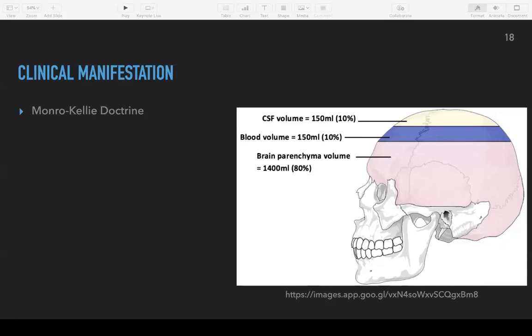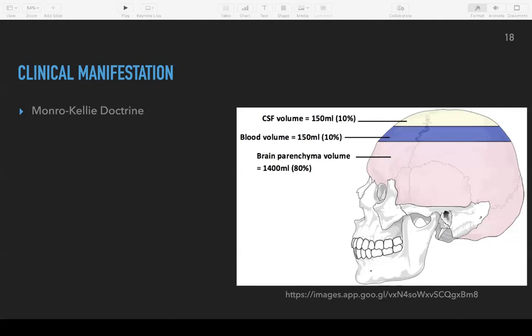After that, it will affect the arterial volume, so the patient will have ischemia and he will have stroke, and at the end it will cause herniation, and then the patient will die at the end if we did not manage the increased intracranial pressure. So this is the path that we have when we have increased intracranial pressure.